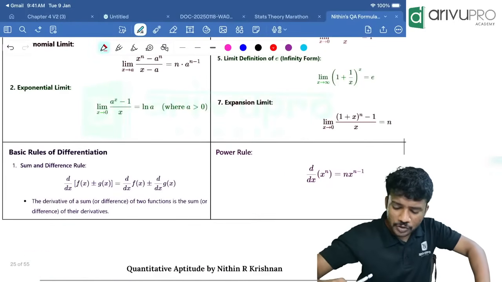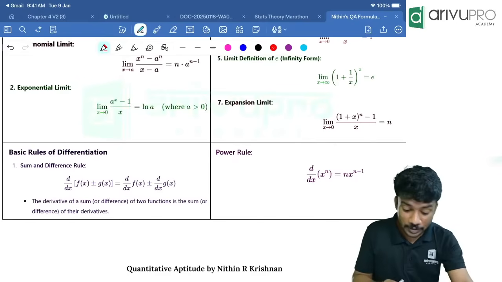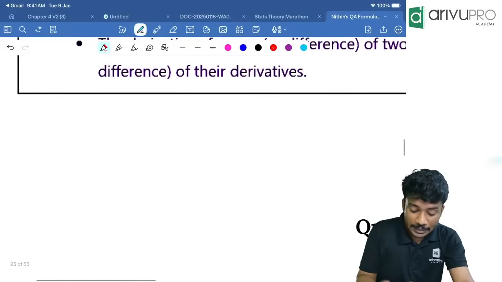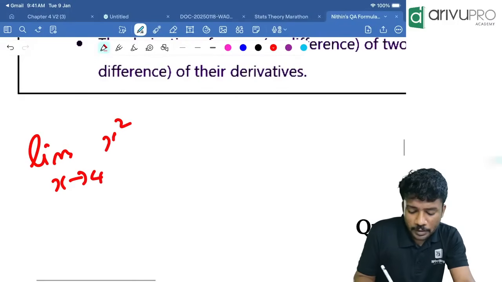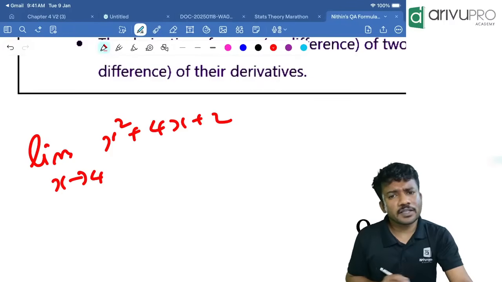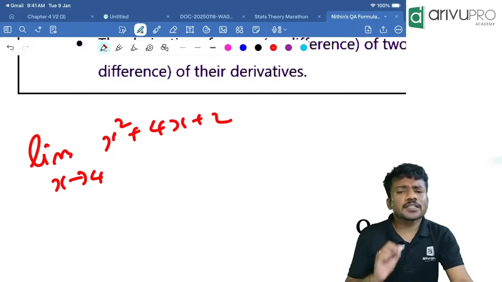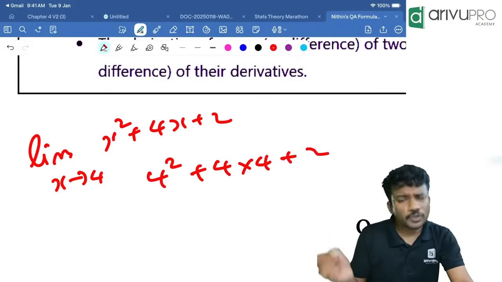Now people, you should remember one of the basic properties of limits. That is always important. One basic property: directly they can ask limit x tends to 4 of x square plus 4x plus 2. What will you do in order to find the limit? You will simply substitute the x value over there. That is nothing but 4 square plus 4 into 4 plus 2. You will get the answer.